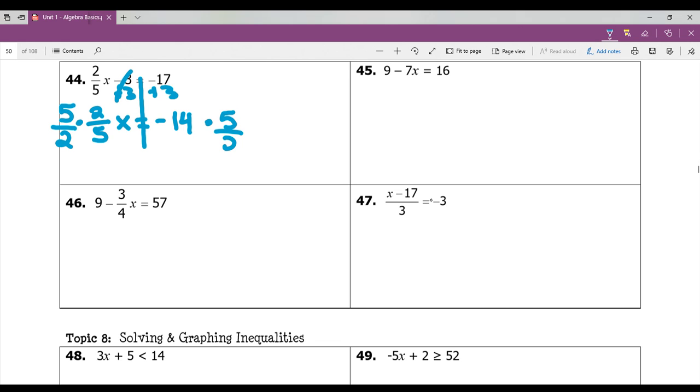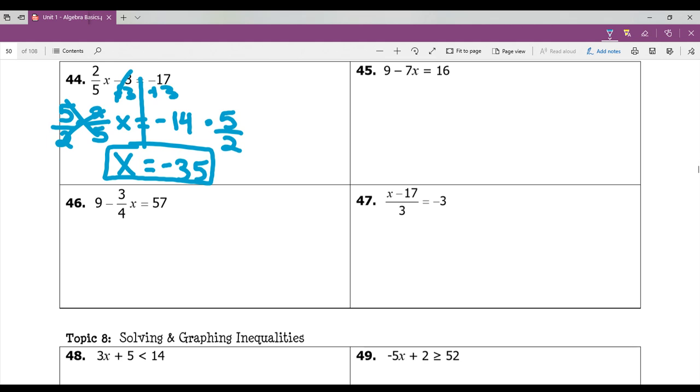Okay? Now if you don't believe me, type that in your calculator. 5/2 times 2/5. You're going to get 1. So in other words, all that goes away and we're left with just x. And then negative 14 times 5/2 should be negative 35. You double check. And you can use your calculator on there for that if you want to. Yep. That's my answer, negative 35. Okay?